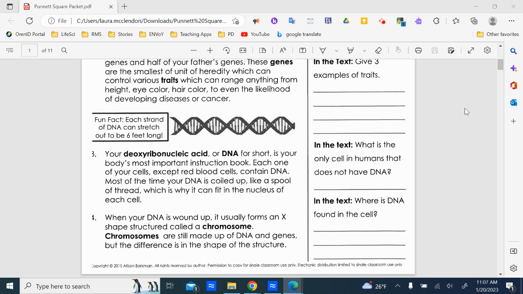4. When your DNA is wound up, it usually forms an X-shaped structure called a chromosome. Chromosomes are still made up of DNA and genes, but the difference is in the shape of the structure.